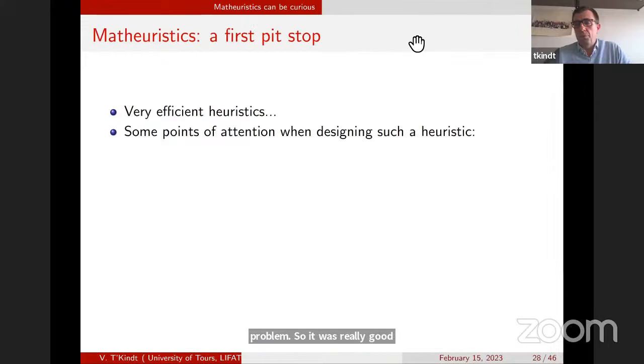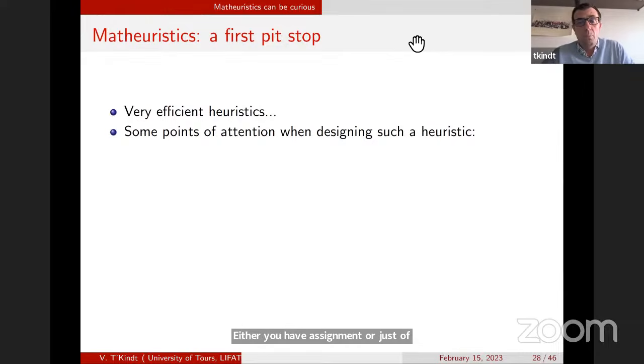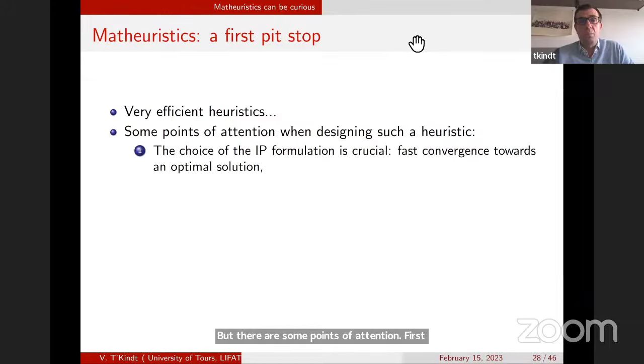Well, if I do a first pit stop, I would say that these heuristics are really efficient in practice. Seriously, you should consider them when solving a scheduling problem, either you have assignment or just sequencing, or both. But there are some points of attention. First, the choice of the IP is crucial. Fast convergence toward an optimal solution is much better. It's preferable.